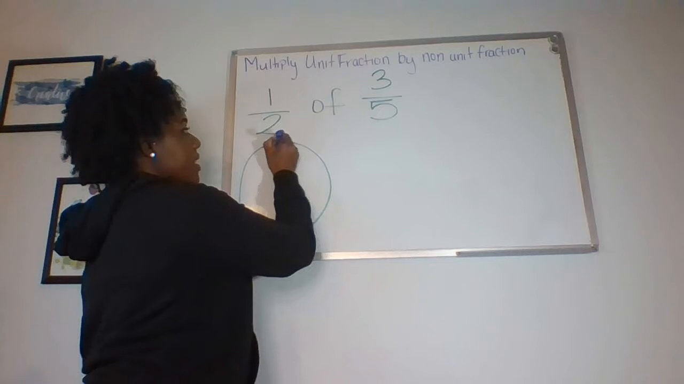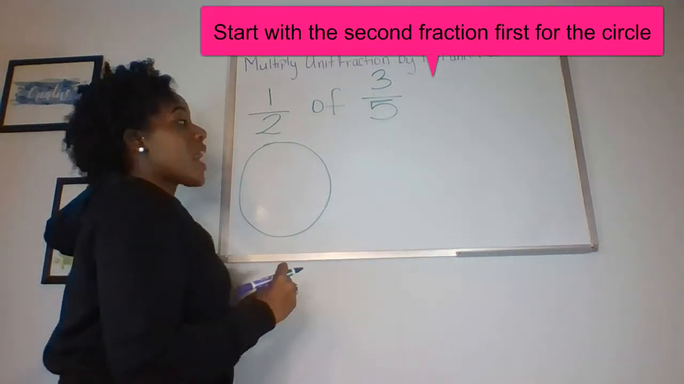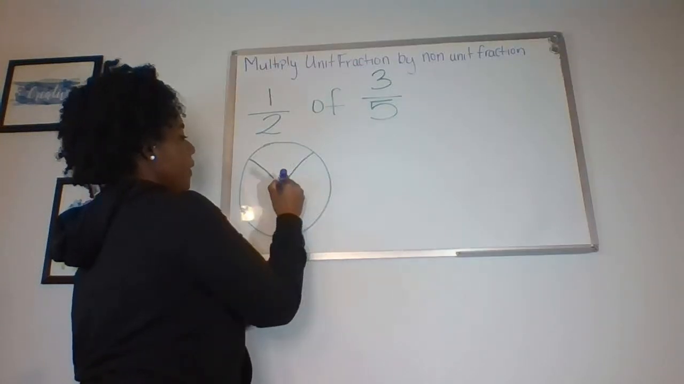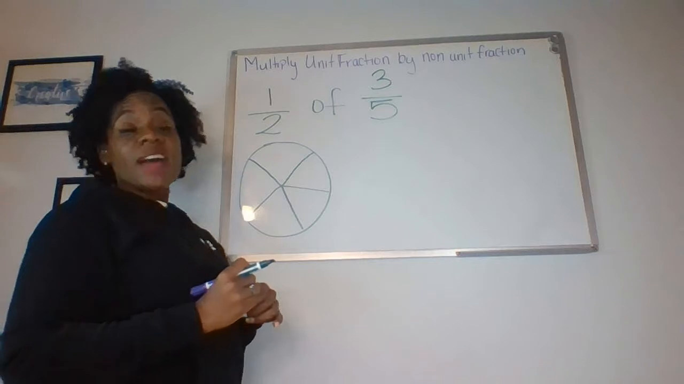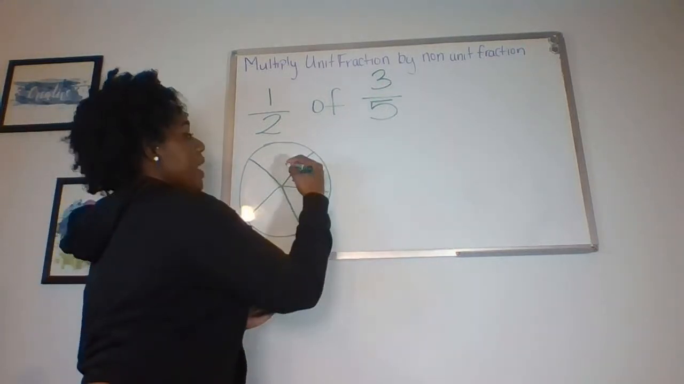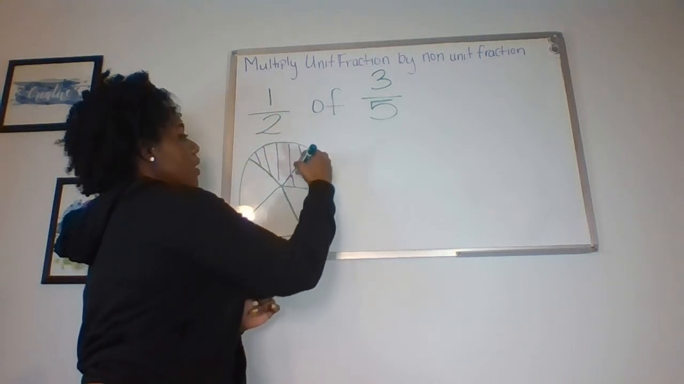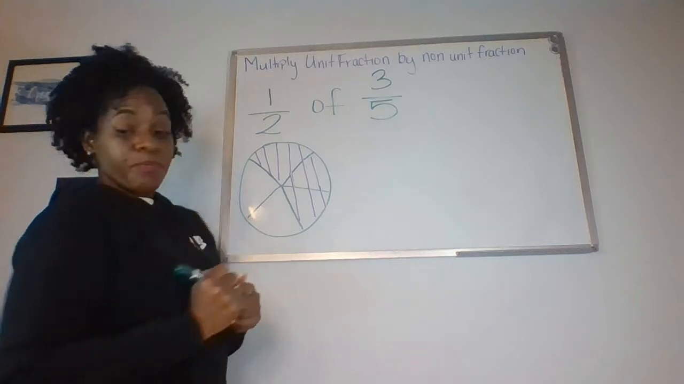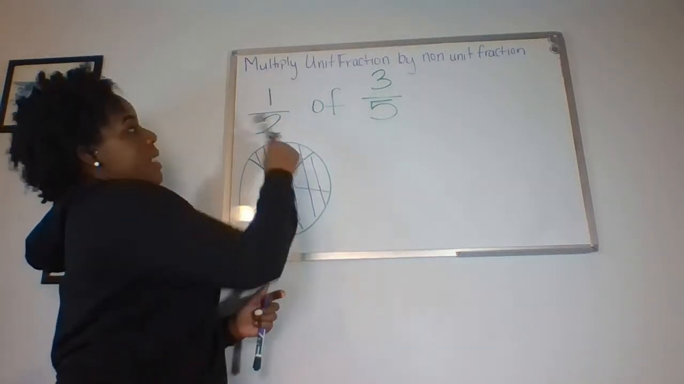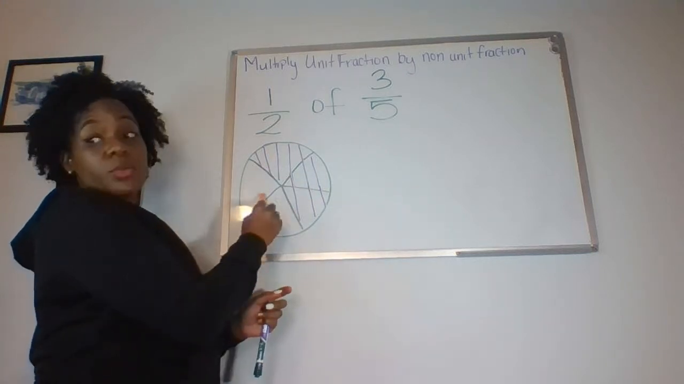So here is the circle, right? Remember with the circle, we started with the second fraction. So I'm going to break it up into fifths. All right? So here we have our fifths. Remember, the numerator tells you how many of those we shade in. So here it says that we need to cover up 3 of these with purple. Okay? Then I'm going to use a different color to demonstrate the 1/2. So here we have 3 out of the 5, which leaves us with 2 remaining.